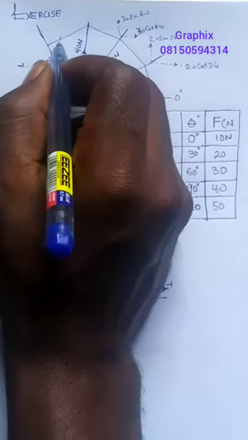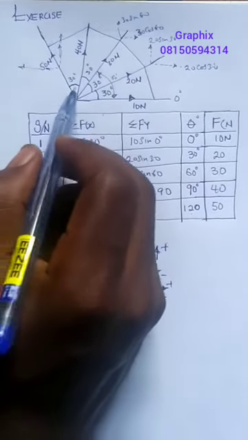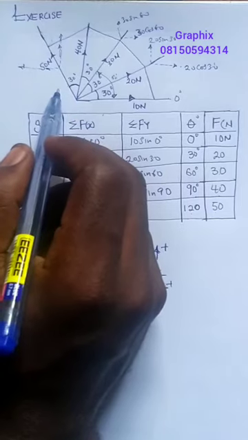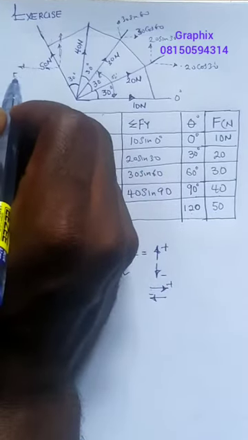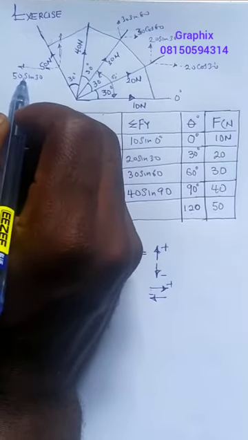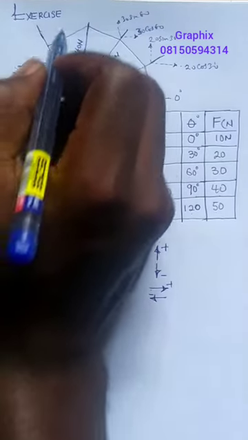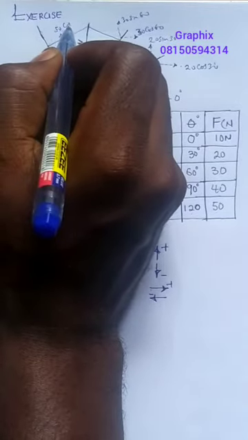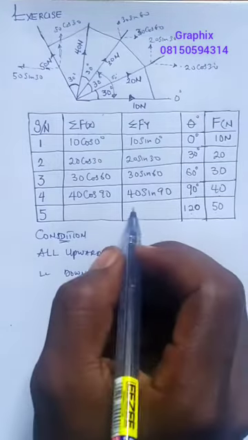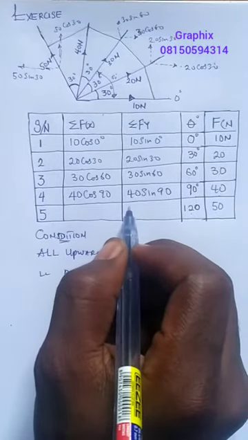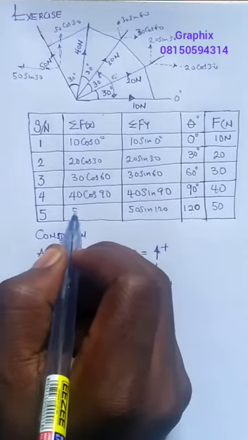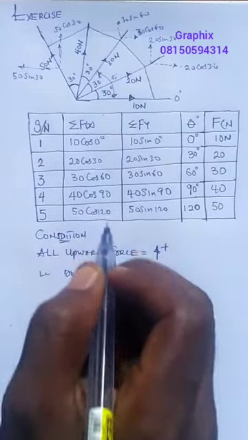Now what do you notice? It is inclined to the vertical. If I want to use only this 30, I'll be having my 50 sine 30. It now changes to sine because it's inclined to the vertical, and here will be 50 cos 30. Or you just keep on with this by saying 50 sine 120 and 50 cos 120.